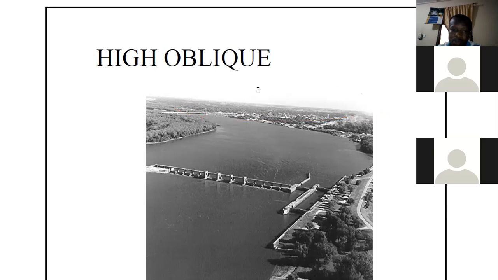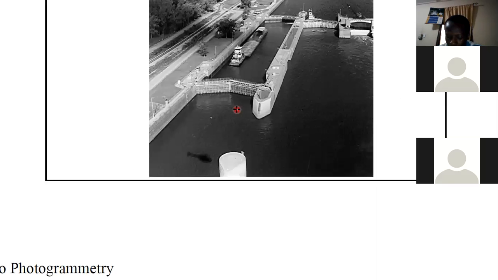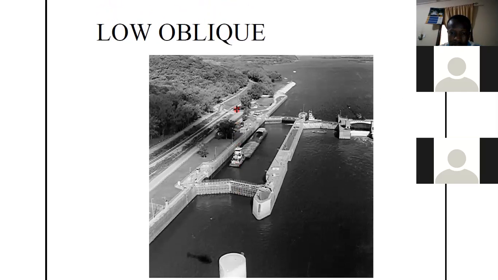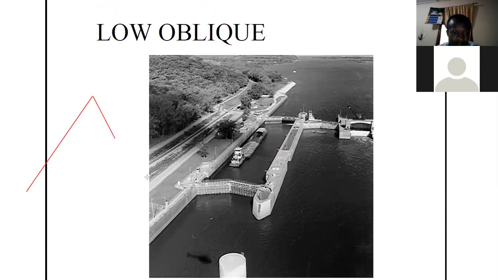Okay, so this is a high oblique photograph. So this is a low oblique photograph. Here we can't see the horizon. So we are getting closer to the vertical photography. Okay, we're getting close to vertical photography.